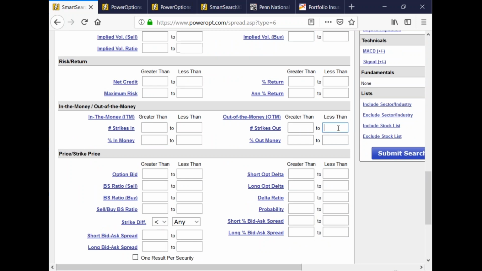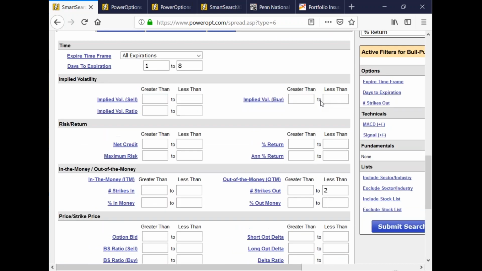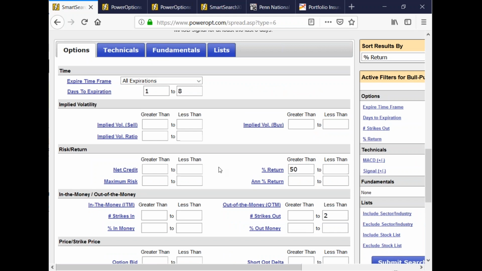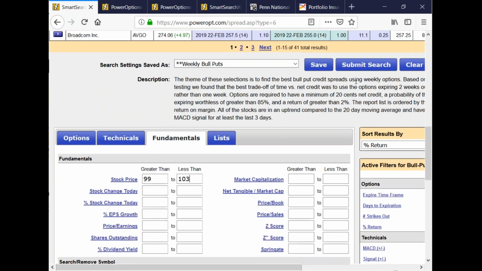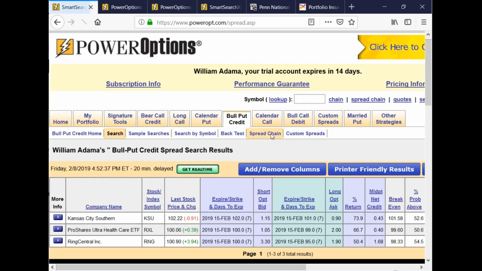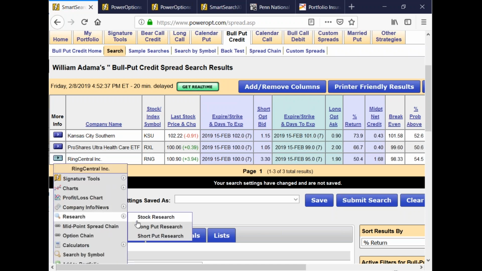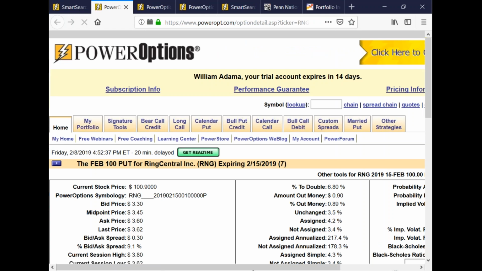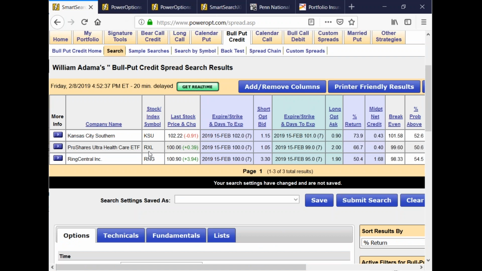We're not going to go more than 2 strikes out of the money. I'm not going to worry about probability, but you know what? I'm going to look at a return for around 50. And last thing. Okay, so we saw Galapagos come in. Ring Central is another one. Let me just take a look here real quick. That's probably up. Yeah, that's overvalued as well.